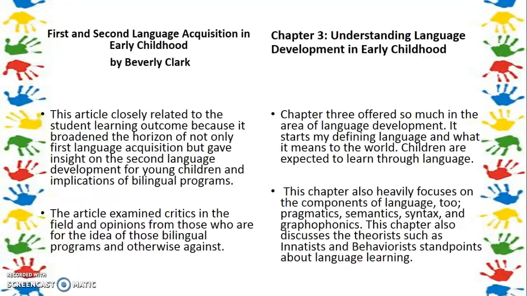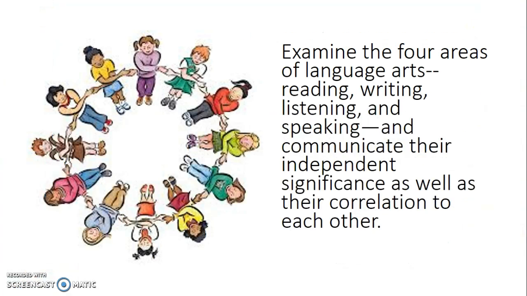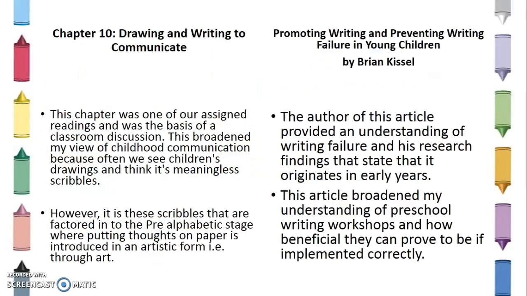Chapter 3, Understanding Language Development in Early Childhood. Now, Chapter 3 offered so much in the areas of language development. It starts by defining language and what it means to the world, and how children are expected to learn through language. Examine the four areas of language arts: reading, writing, listening, and speaking, and communicate their independent significance as well as their correlation to each other.